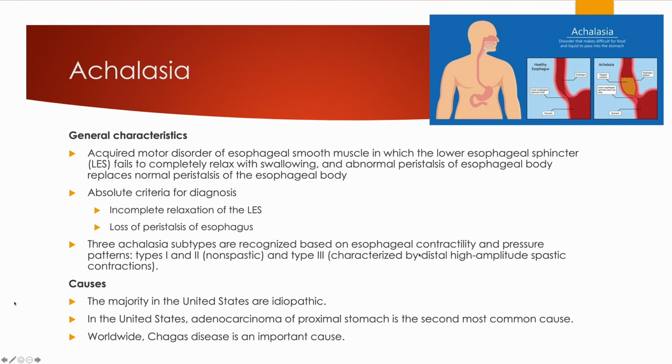So it's idiopathic. We don't really know what causes it. We do see it in the United States. Adenocarcinoma is the second most common cause of achalasia. There is an association between achalasia and cancer. So we'll talk about that as well.